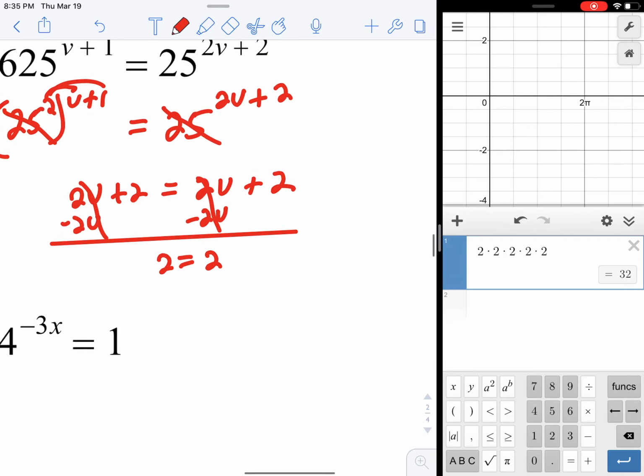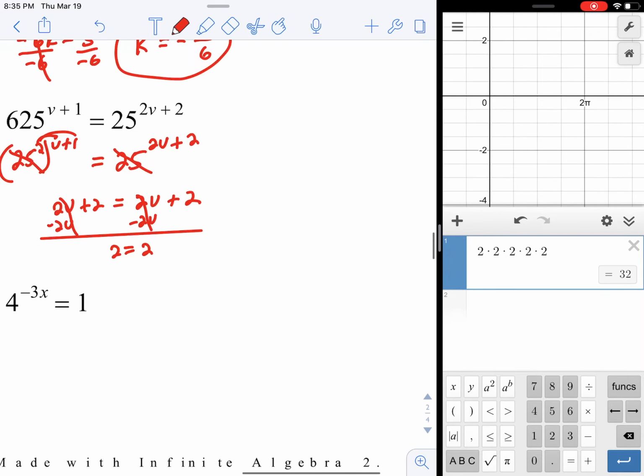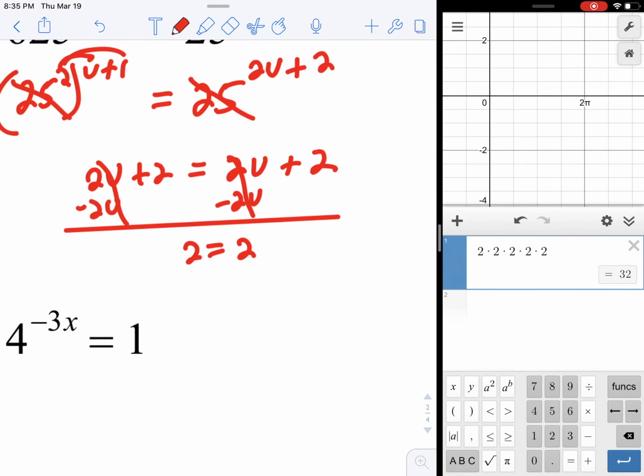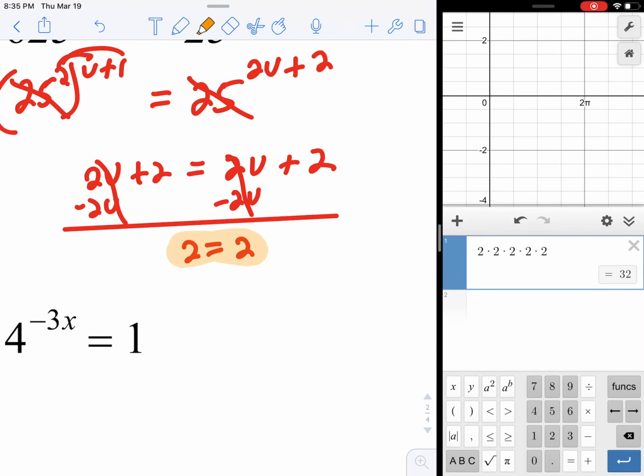Now this is kind of special. Remember, the whole goal of solving an equation is to isolate the variable. We want to know, what does v equal? Isolate the v. But the v's are gone. You can't isolate it if it's gone. And what we're left with, 2 equals 2, is a true statement.